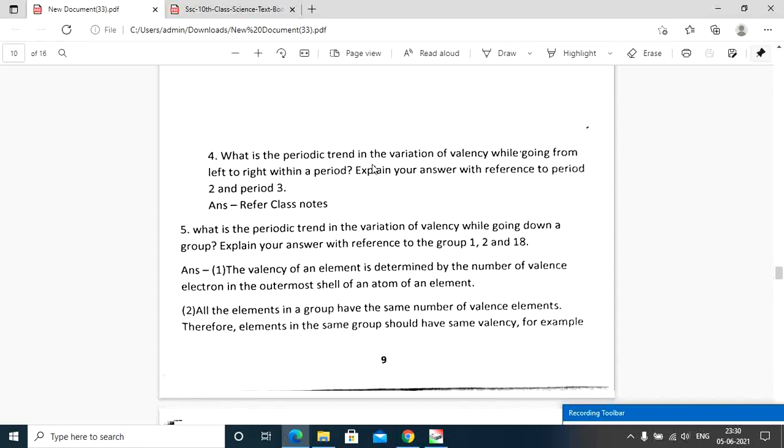What is the periodic trend in the variation of valency while going from left to right? Here it says refer class notes, because this is the hard copy we circulate during offline classes. But now as we have online classes, I have scanned all those documents. So here it is saying refer class notes, so I'll explain to you what the answer is.